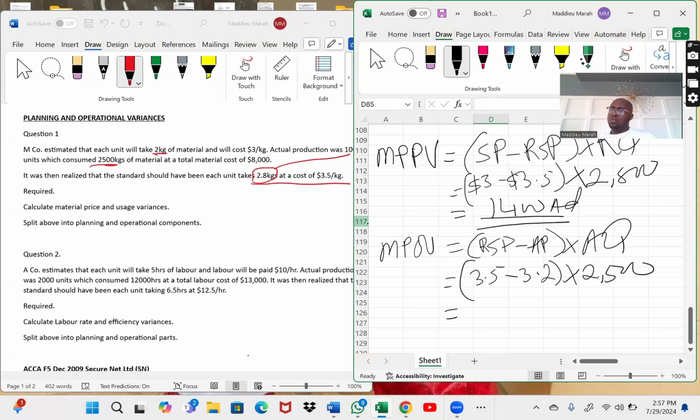And this gives what? How do we look at the variance? Before getting to the answer, we should be able to tell whether it's a favorable variance or adverse variance. We can see our revised price is 3.5 and our actual price 3.2, less. So our standard is greater than the actual. So it's a favorable variance. So it's 3.5 minus 3.2 multiplied by 2,500. This gives 750 favorable.